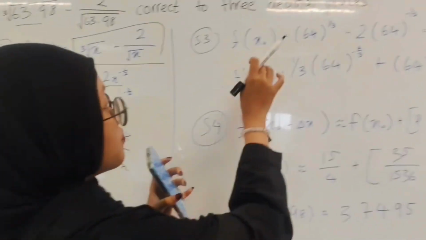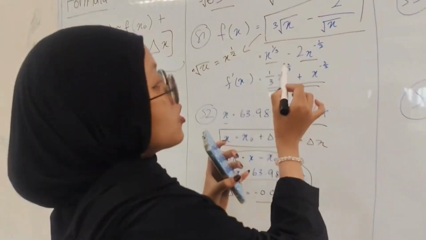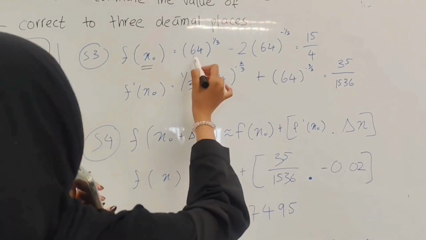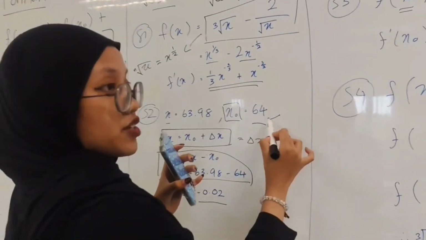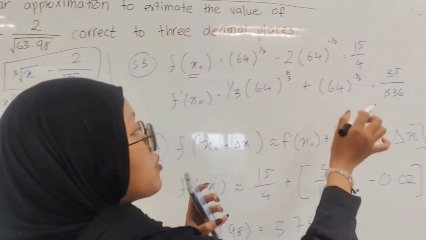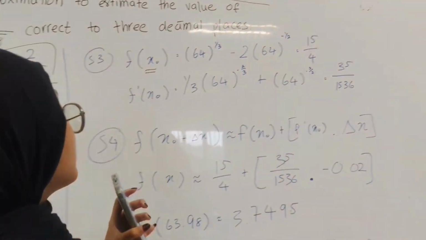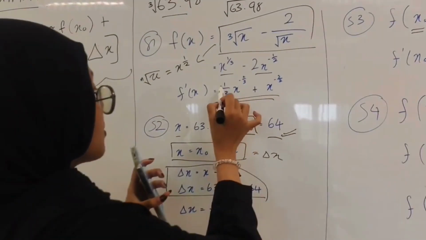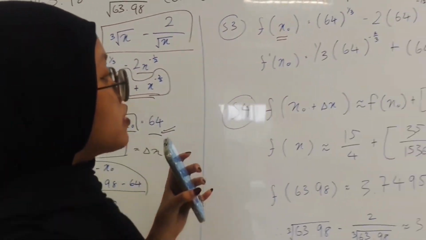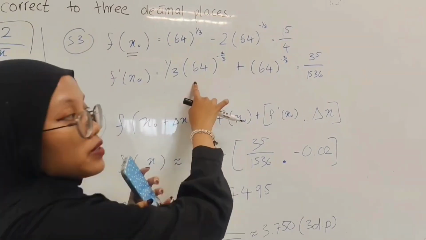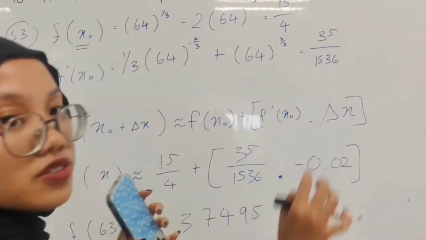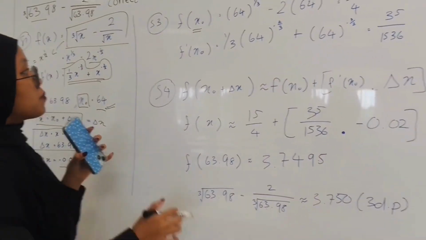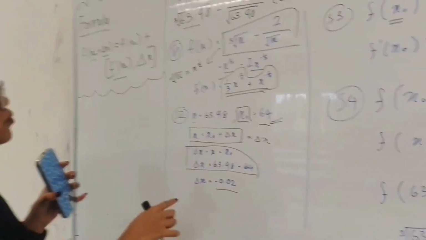So for step 3, based on the function of x, we change the x into x null. Then we need to substitute the x null with 64 because the x null is 64 here. And after calculating it, it will become 15/4. And the same with f prime x null. We use this equation where we substitute the x with 64, and it will become 35/1536.